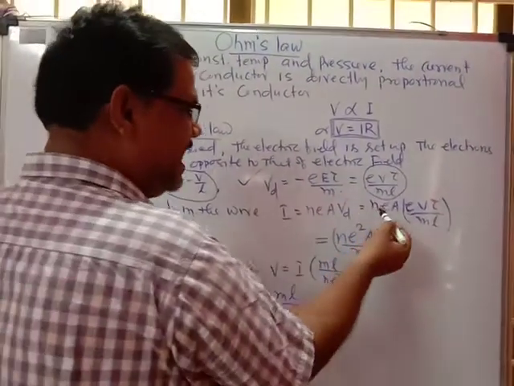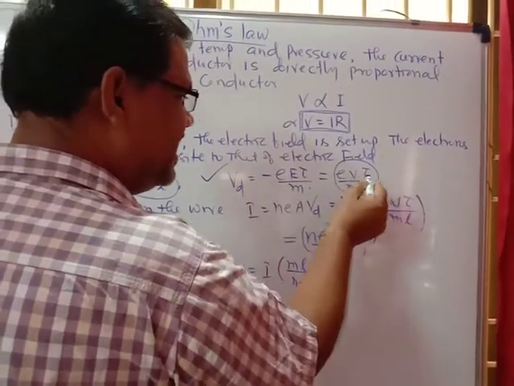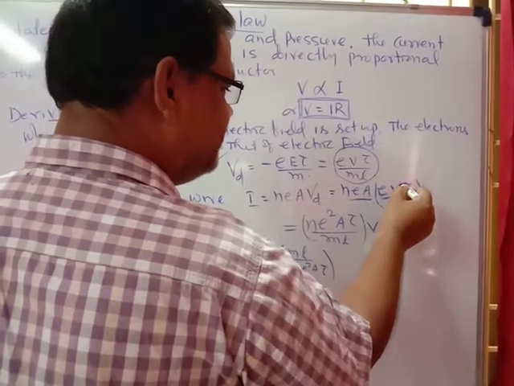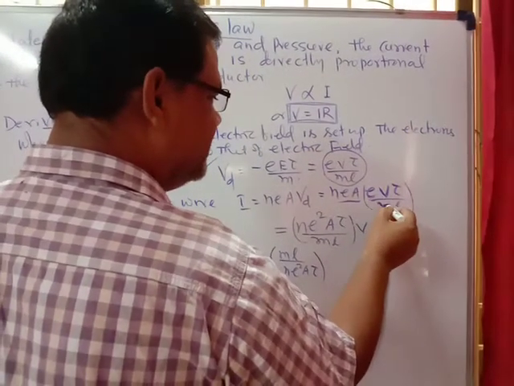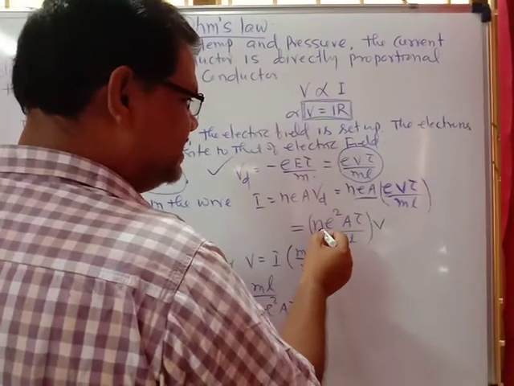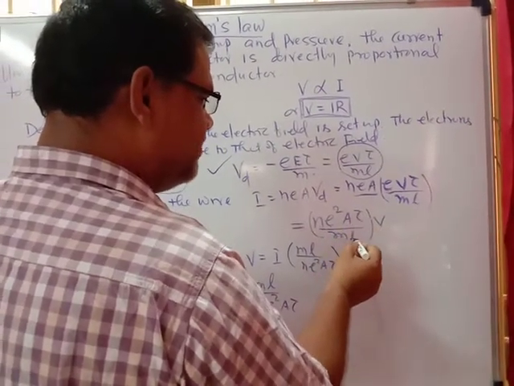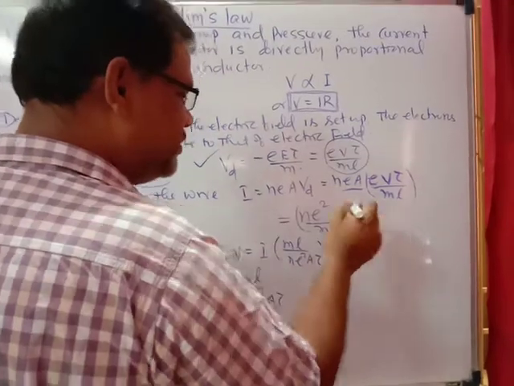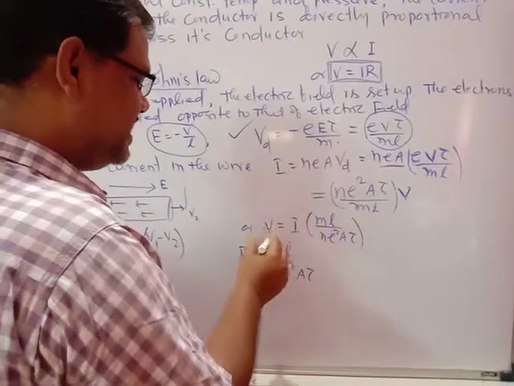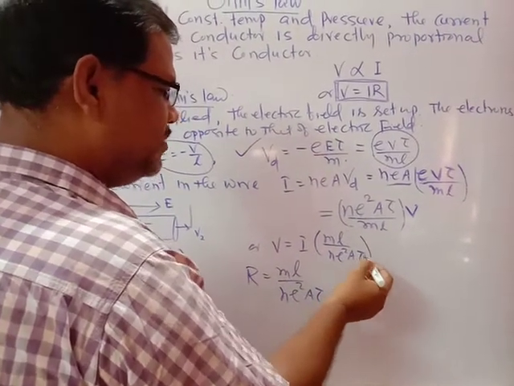So simply you write n e A, and in place of Vd you put e V tau upon m L. If you collect the terms, I equals n e squared A tau upon m L into V, where V is the potential difference. Or if you keep V on one side, m L comes to this side, so V equals I m L upon n e squared A tau.